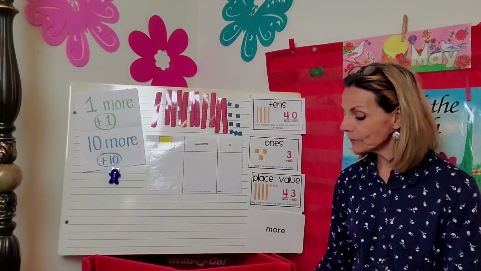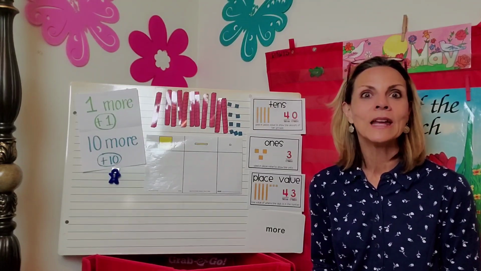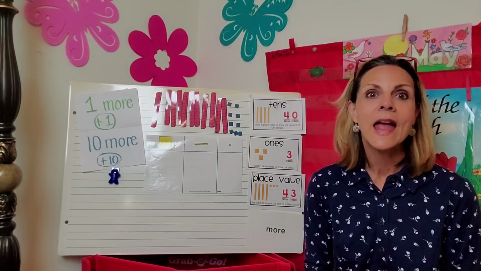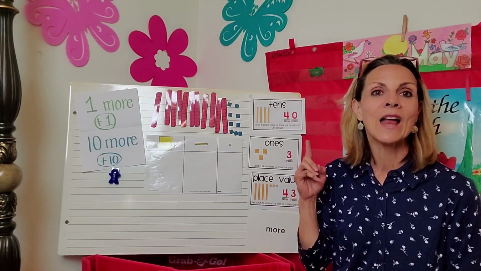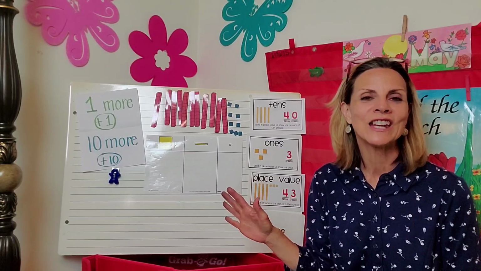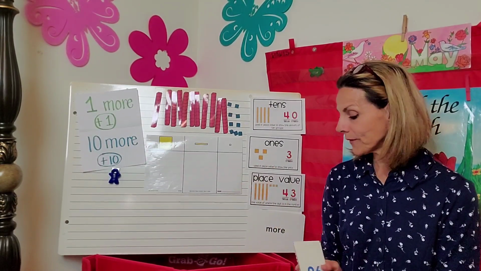So here we go. I've got some number cards that I'm going to be using, and I'm going to use my place value blocks. I'm going to build a value and then add one more and 10 more. And we'll think about what's changing every time we add one more or 10 more. Okay, let's go.